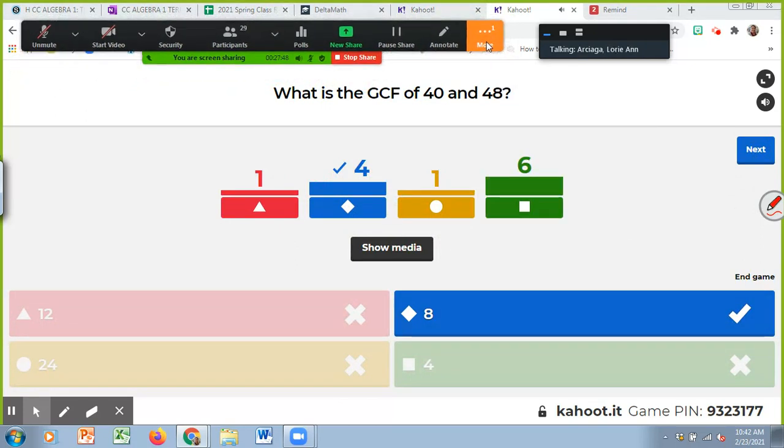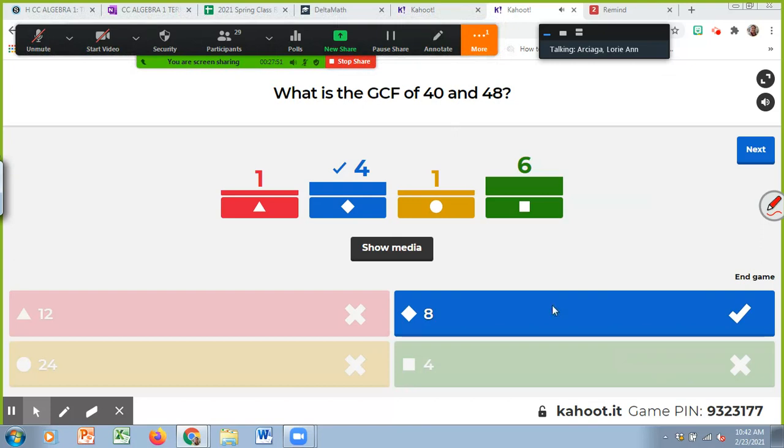Okay, so the correct answer is 8. Many of you answered 4. 4 is a factor, but it's not the greatest. Okay, and how can you tell that it's not the answer? If you go 4 times 10 and 4 times 12, the 10 and the 12 can still be broken down. They still have a common factor, which is 2. So you take the 2 out and you multiply that 2 to the 4. That's how you get the 8.